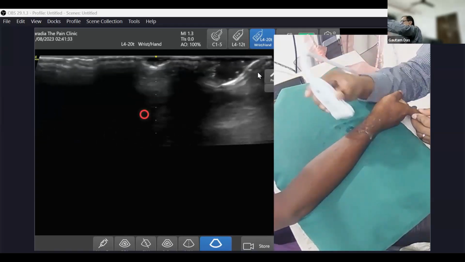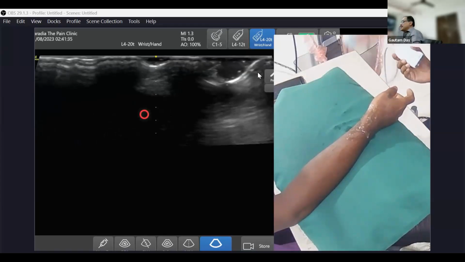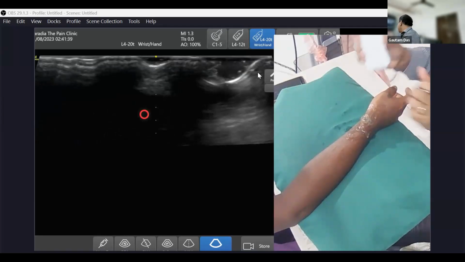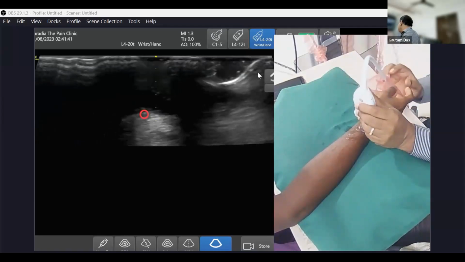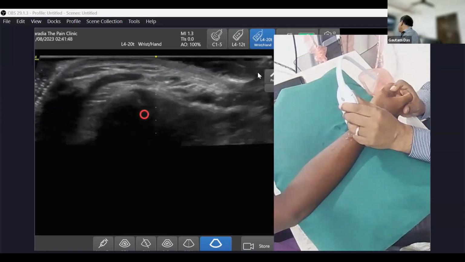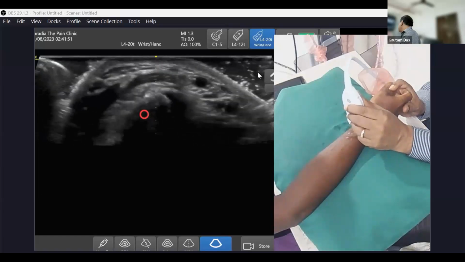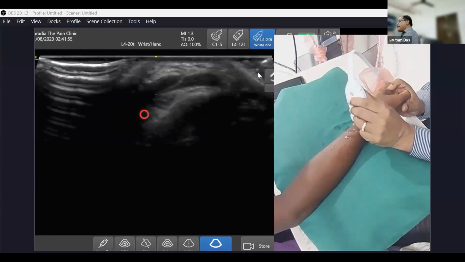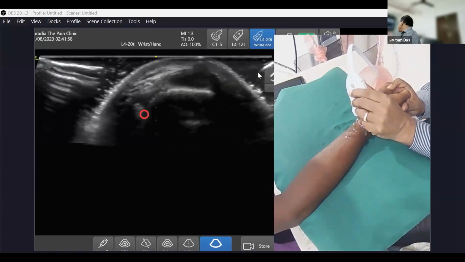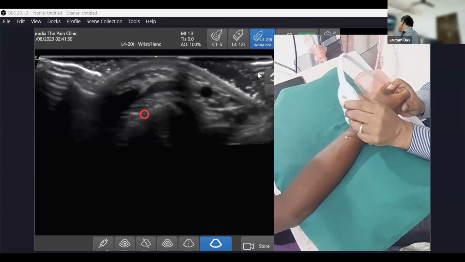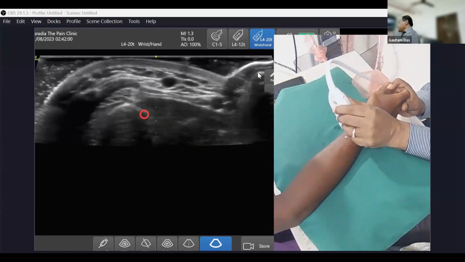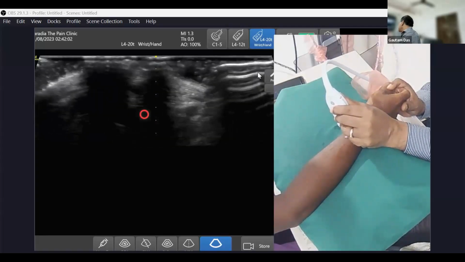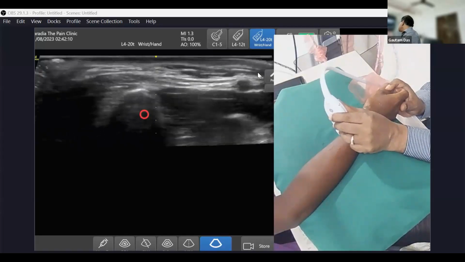This is very superficial. The vein gets collapsed as soon as I am putting the probe. I cannot place it. Okay, here is the vein. As soon as I am putting it, it is getting compressed. Anyway, the nerve is seen here very nicely.